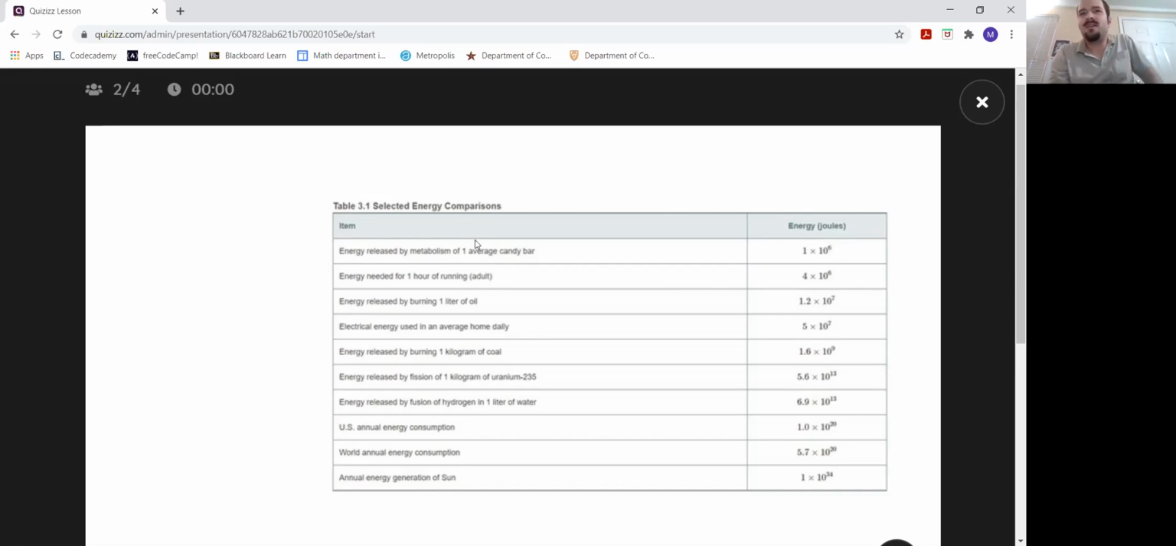And so just to look at this table, the energy needed for 1 hour of running is 4 times 10 to the 6. And the energy from one candy bar is 1 times 10 to the 6. So they're kind of nice on these because they're giving you powers of 10 that kind of match.